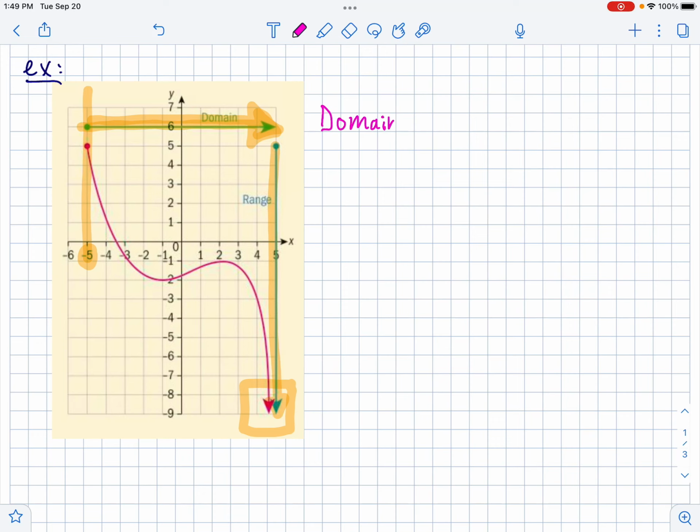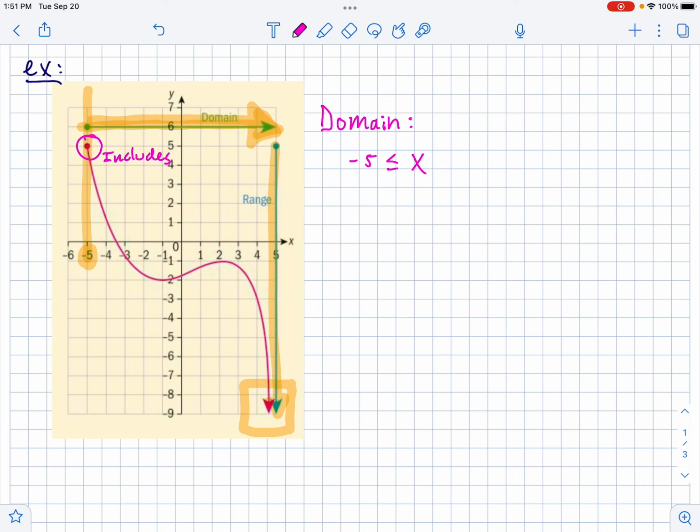So I'm going to write the domain. I feel like we did a lot of interval notation with the American and the British style last class. So I'm just going to use inequalities for this one. So for the domain, I'm going to say that the domain goes from -5, and it includes -5 because of this filled in circle right here. If that were an open circle, it would not include -5, but it's filled in, so it includes it.